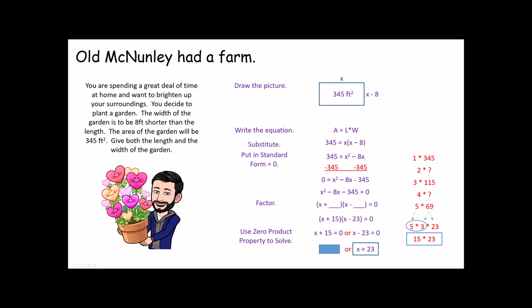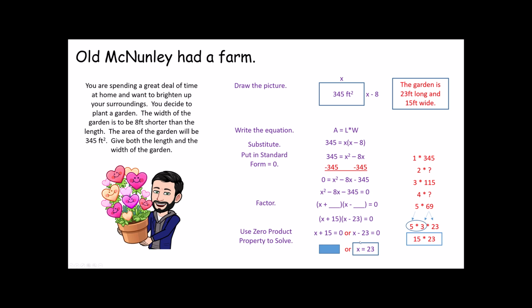Now notice the question does say give the length and the width. You have just found the length, which is 23. You know the width is x minus 8, which is 15. So there's your solution. It is not a coincidence that this was a negative 15 and the width was a 15. So that might be something to file away in the back of your brain.